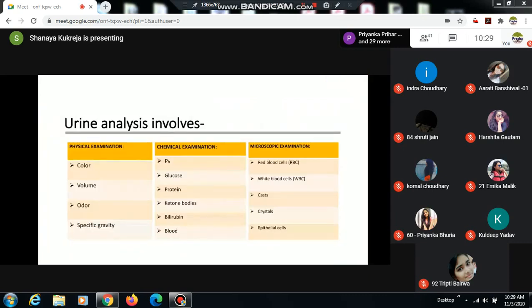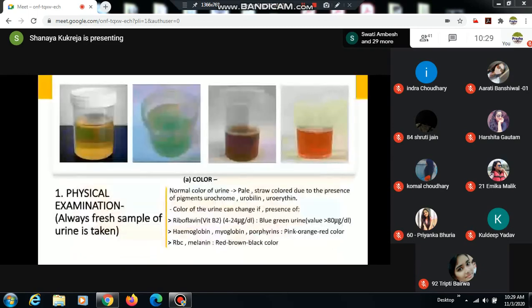Urine analysis involves physical examination, chemical examination, and microscopic examination. In physical examination, the points we look upon are color, volume, odors, and specific gravity. In chemical examination, ketone bodies, bilirubin, and blood. In microscopic examination, the points looked upon are red blood cells, white blood cells, casts, crystals, and epithelial cells. First is physical examination. For examination of urine, a fresh sample of urine is always taken.